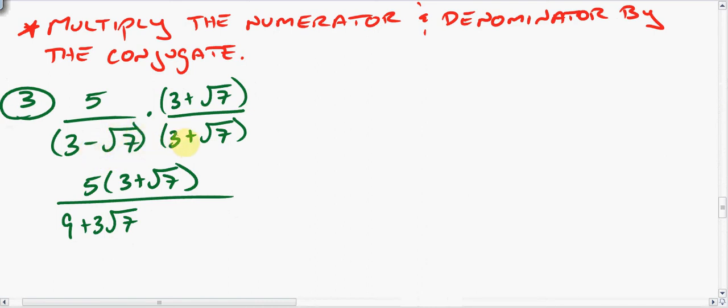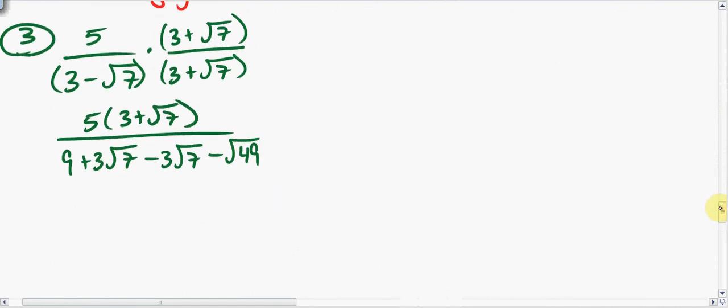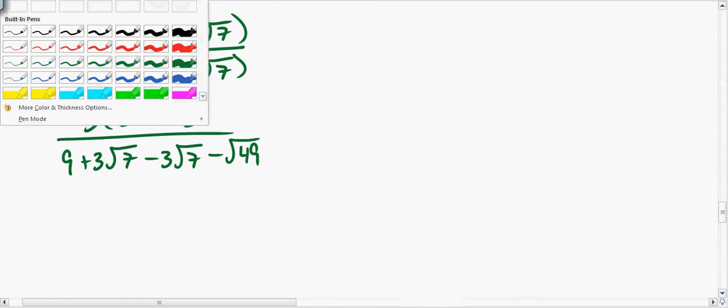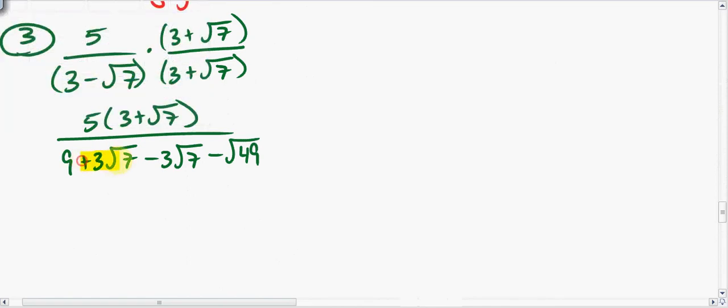Negative square root 7 times 3 is negative 3 root 7. And negative square root 7 times positive square root 7 is minus the square root of 49. Next, I'm going to simplify the denominator. And what do you notice about the middle two terms? I've got a positive 3 root 7 and a negative 3 root 7. So when I combine those, 3 minus 3 is 0.